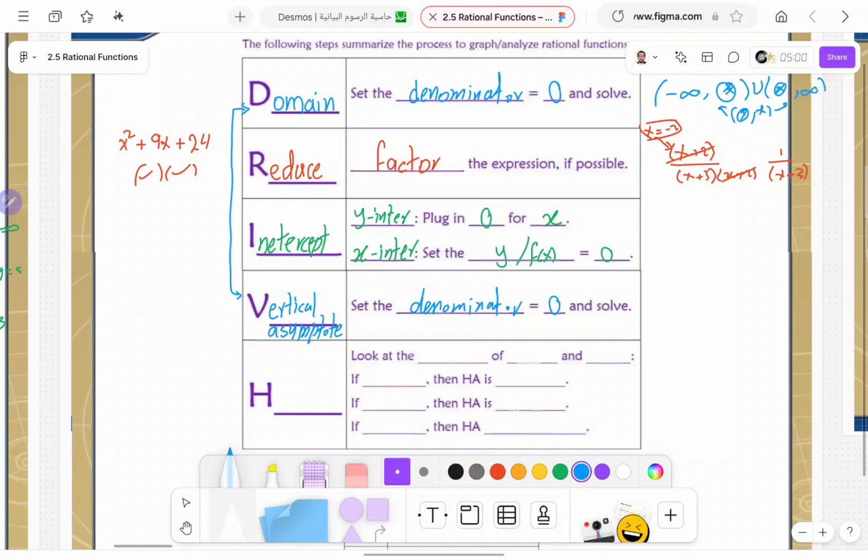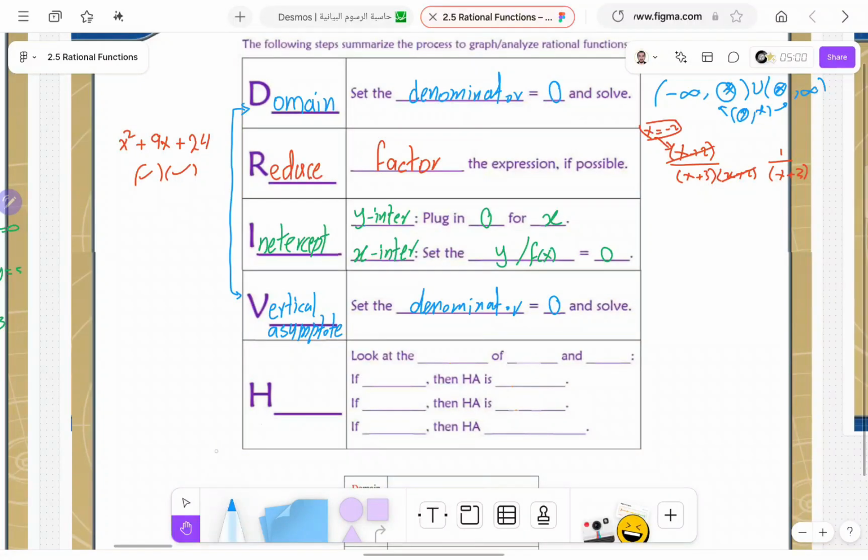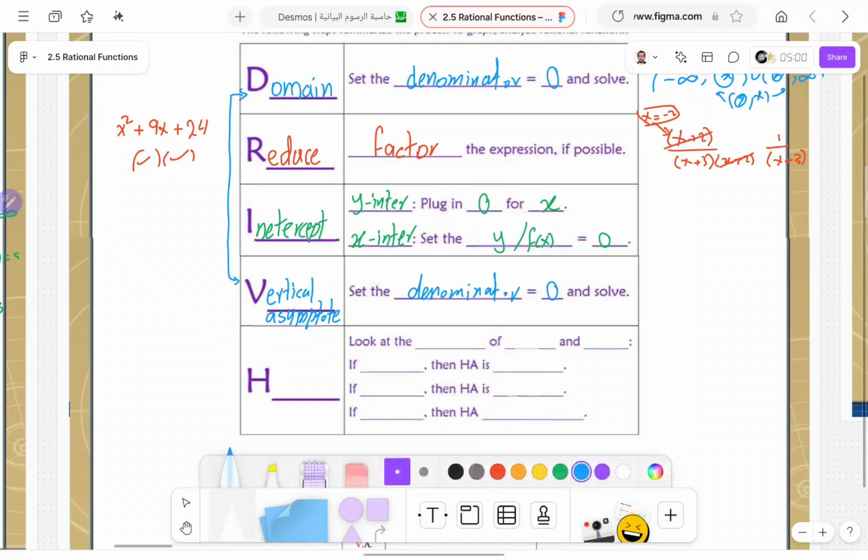Some questions don't have the same thing, but we will see some examples. Now the last one here is the horizontal asymptote. Let me write here: horizontal asymptote. Now what is the horizontal asymptote? We need to look at the degree.